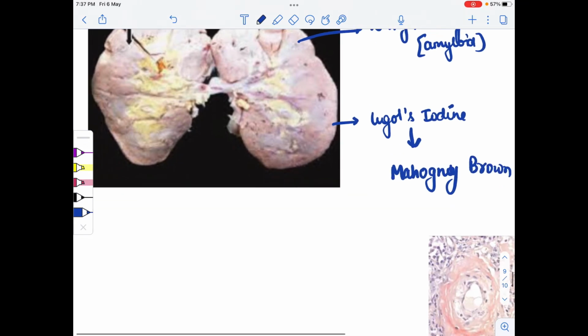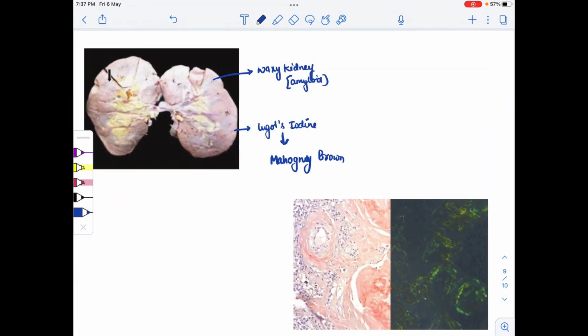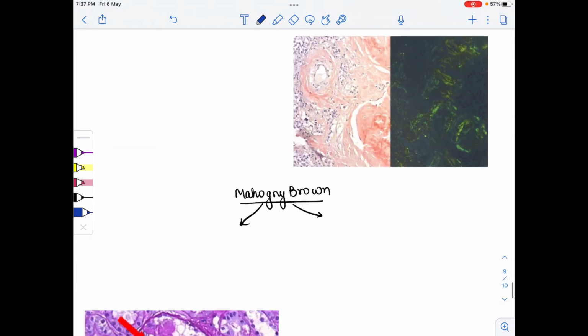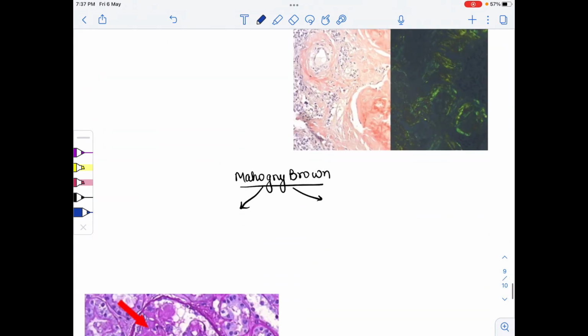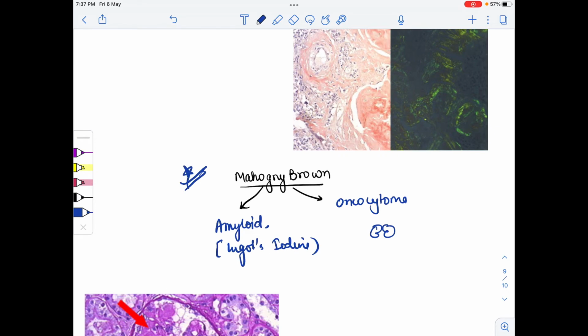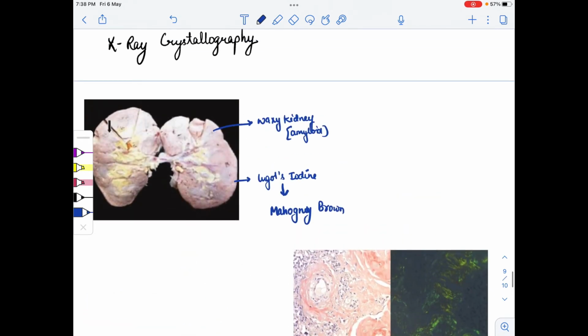And what other conditions show mahogany brown color? For the mahogany brown color, we have two conditions. First one comes under the amyloid. In the Lugol's iodine, we see mahogany brown color, while the other condition is the oncocytoma, in which we see the same in the kidneys. So these two conditions we find in the mahogany brown color. So now this is the gross specimen.